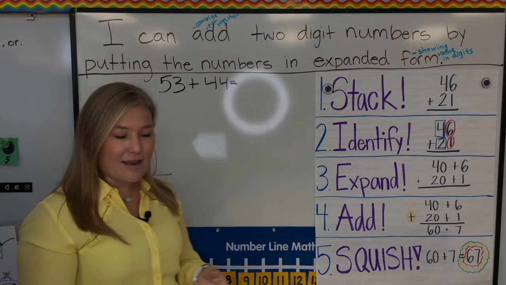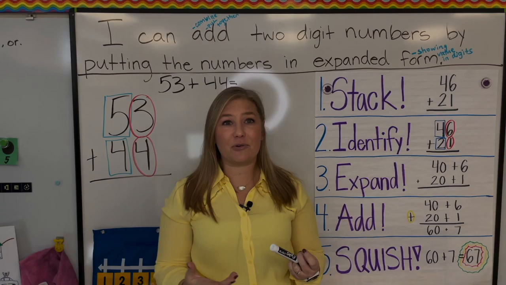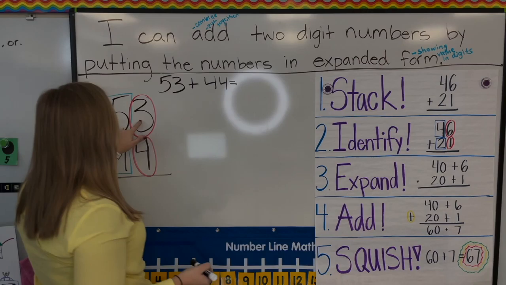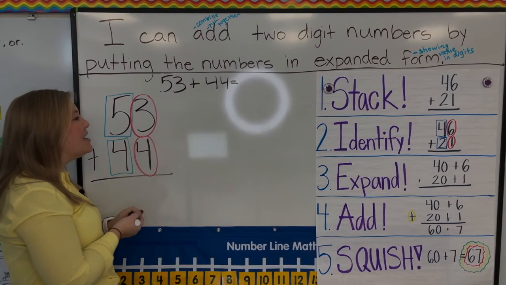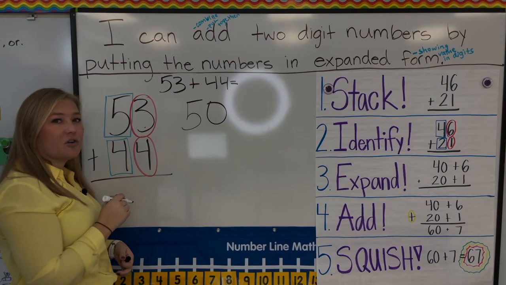Now I have officially identified the tens and the ones. So that makes it really, really nice and easy when I'm ready to expand, which is the next step. So if I want to expand the number 53, I see I have a box around my five in my tens place. So five tens is 50 plus the circled number, which is a three in the ones place.